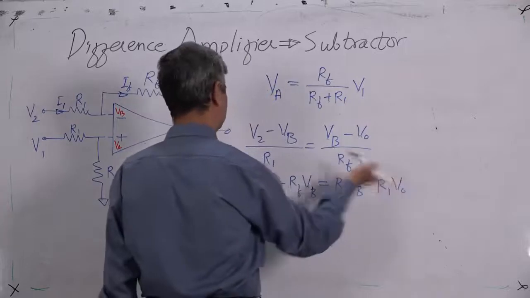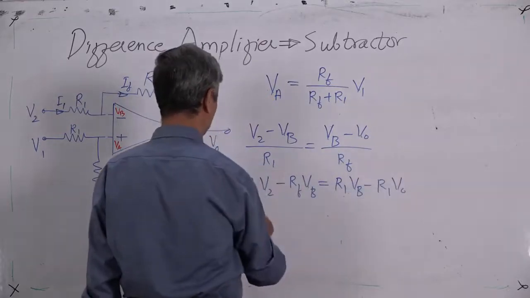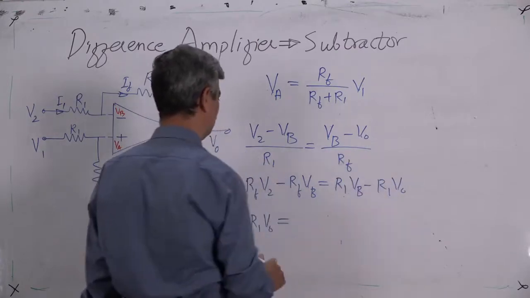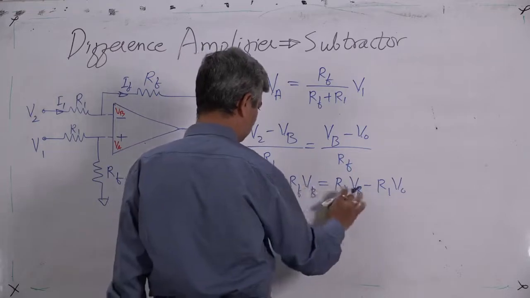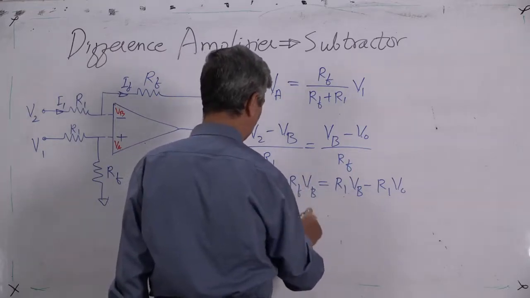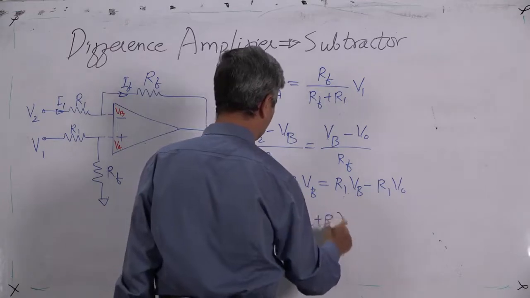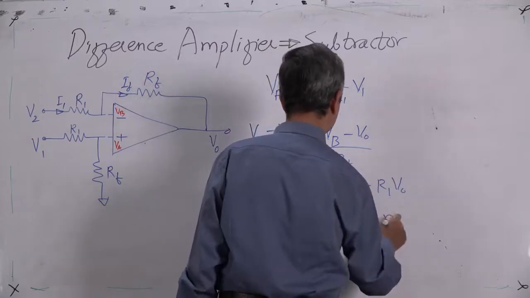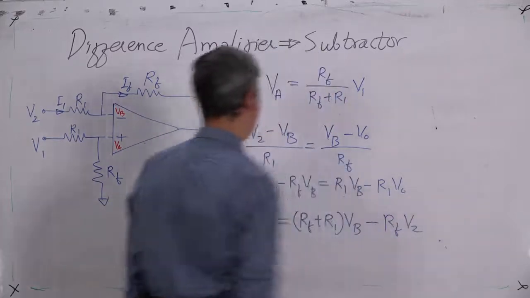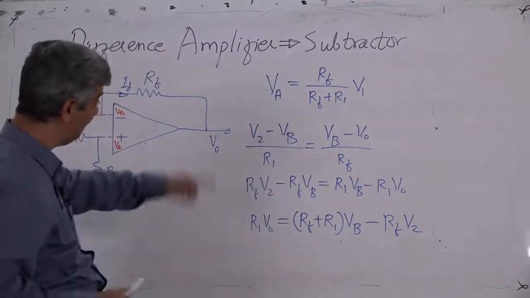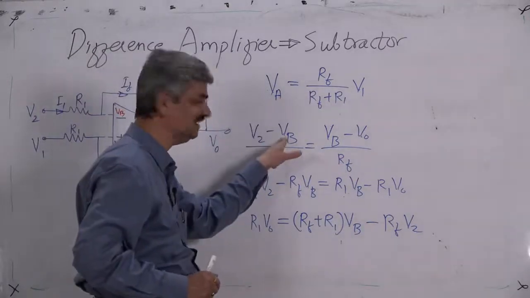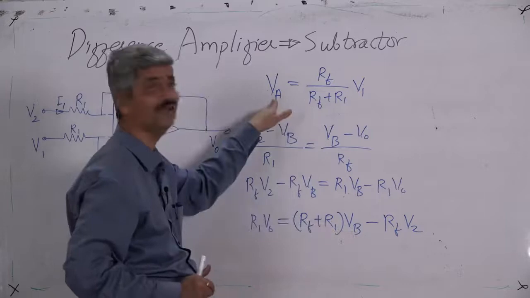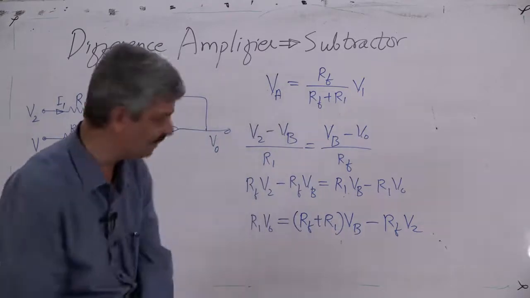Now take it on this side. So R1 VO is equal to, taking everything on the other side, R1 VB plus RF VB, so RF plus R1 into VB, and this goes minus RF V2. If we had put the value of VB here earlier, the calculation would have become lengthy. Now you put VB equal to VA. So putting VB equal to VA, it becomes very simple.